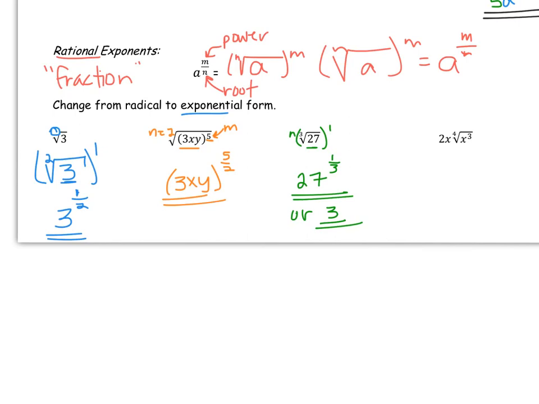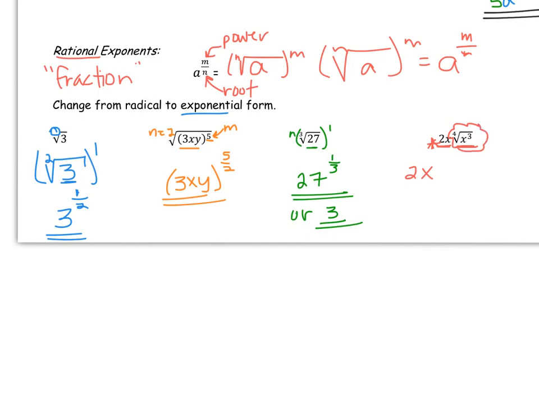Now, the last one is the trickiest one of them all. We knew we had to have one challenging one in here. We have something that's on the outside of the radical and something that's on the inside. And we want to rewrite this and always keep our answers simplified. The 2x, we're just going to leave this for now. So I'm just going to leave 2x on the outside. And then we're going to work with that radical symbol.